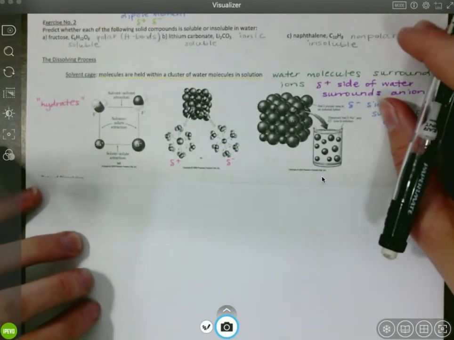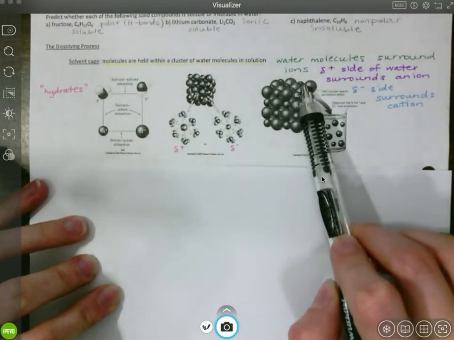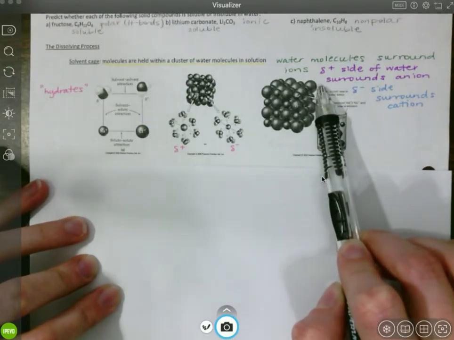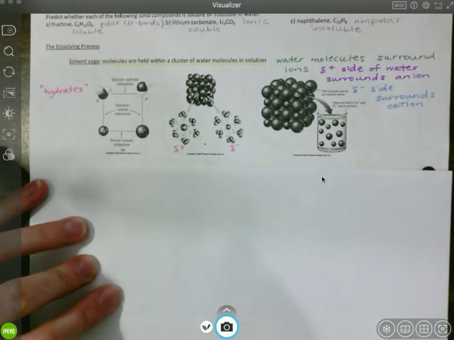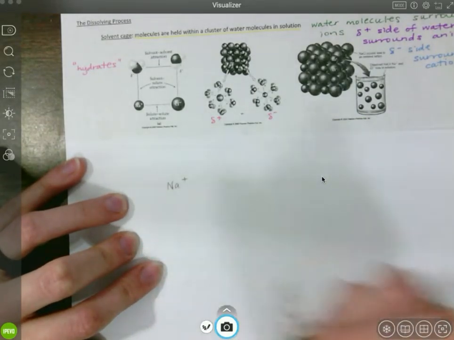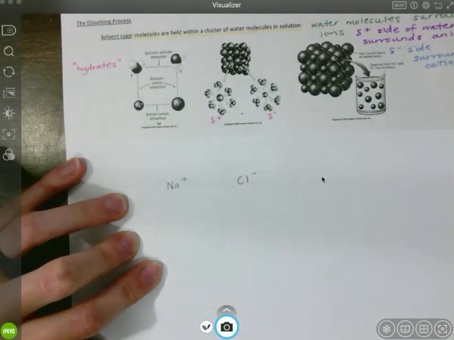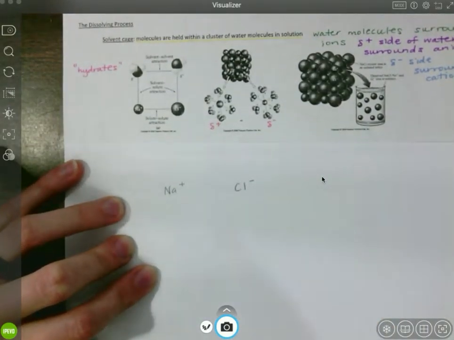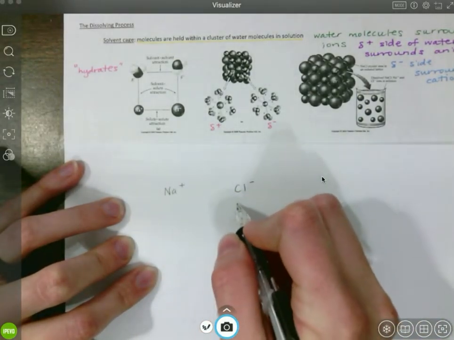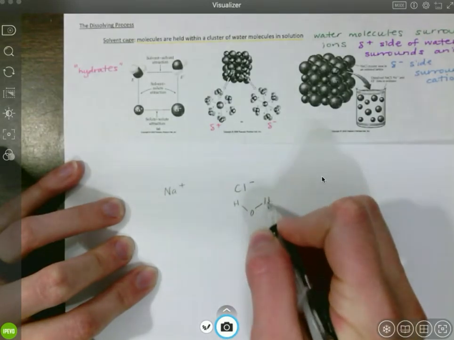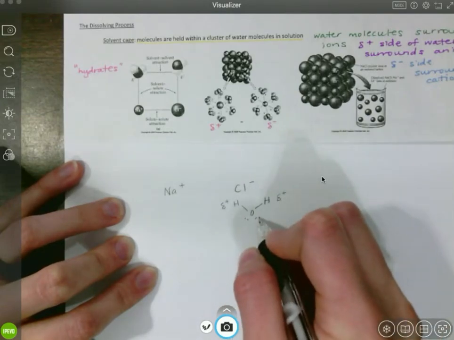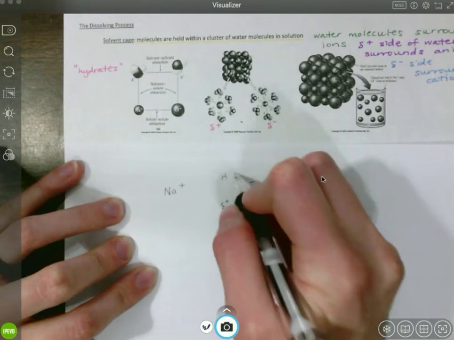And how that is going to happen is our water molecules are going to surround our ions. So the partial positive side of water is going to surround our anion. So for example, sodium chloride. We're going to form a sodium cation and a chlorine anion. And the partial positive side of water is going to surround our anion. That partial positive side is our hydrogen. The hydrogens are going to be attracted to the negative chlorine.